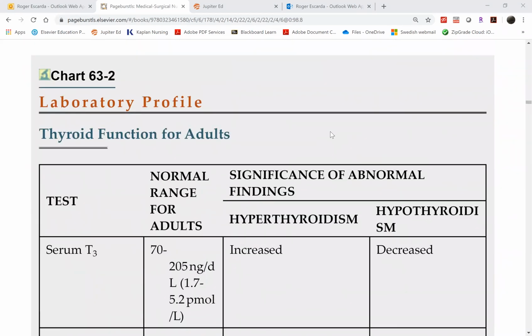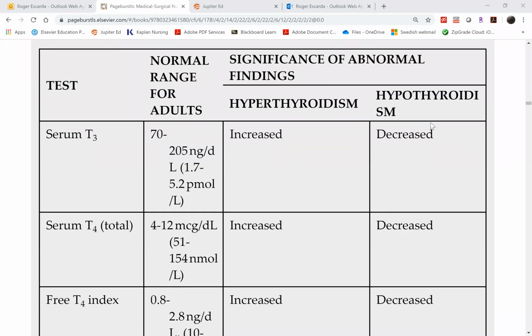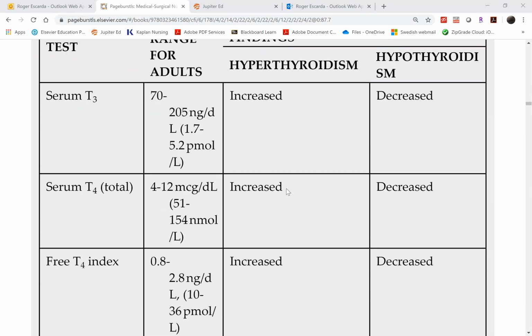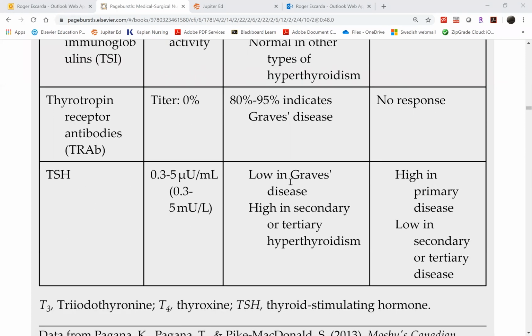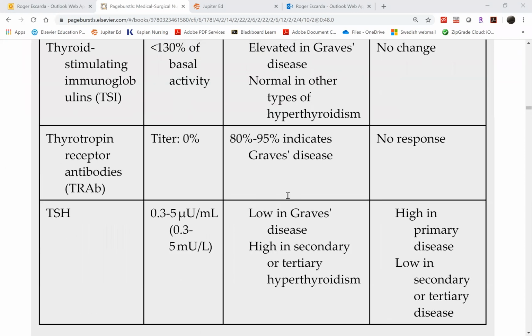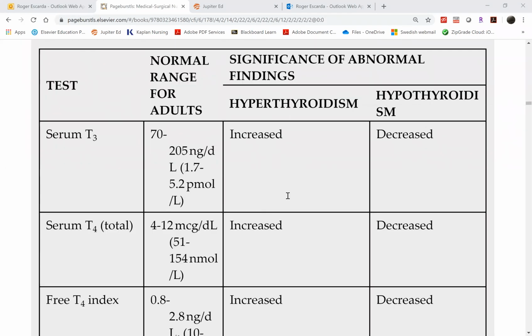Laboratory profile. Chart 63-2. We will come back to this later when we get to hypothyroidism. So here you have increased T3, T4 in hyperthyroidism. The only ones I want you to memorize, which will be on the exam, are T3, T4, and free T4, and then the last, TSH, in the last row. While we're here, let me explain this first. In hyperthyroidism, you have a hyperactive thyroid gland. So of course you will have increased levels of T3, T4, and free T4.